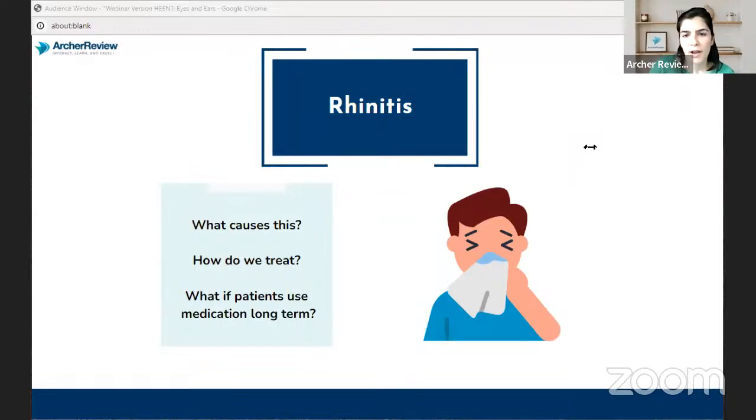Oftentimes patients are going to try over-the-counter decongestants. Just make sure that you're educating them on not using them long-term for avoiding side effects, right? Because you don't want them developing rebound congestion. And then just telling them that they can also, if it's seasonal, try an oral antihistamine, see if that helps.